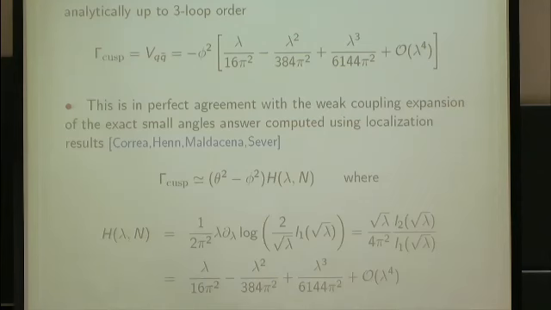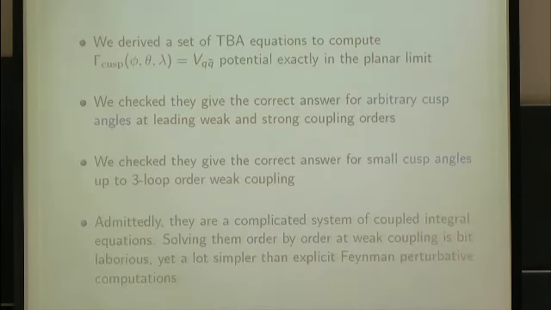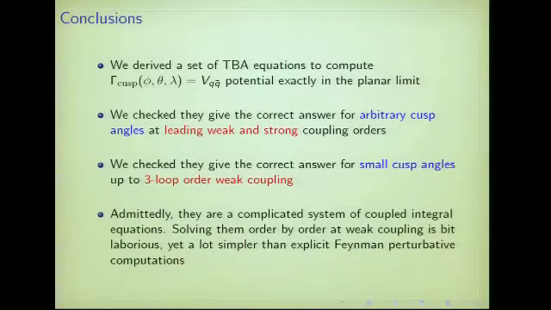So this is more or less all I have prepared. Let me just conclude. This complicated set of TBA equations are the set of integral equations that can be used to compute this gamma Cusp anomalous dimension exactly for any value of the angles and any value of the coupling in the large N limit, in the planar limit, because this is using integrability. We checked that these TBA equations are correct for any angle at leading order in the weak and the strong coupling limit. For small angles, we checked up to 3 loops that this is also correct.